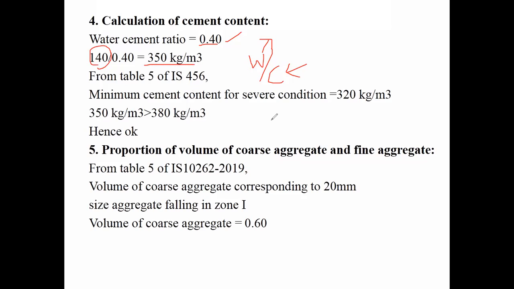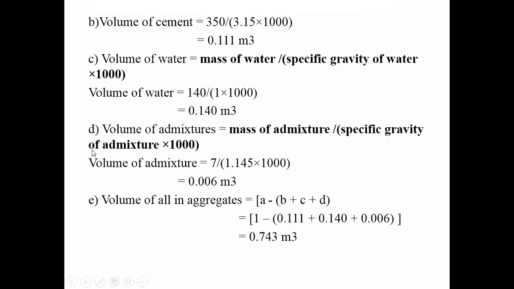Now my job is to check whether this cement content is permissible for making this concrete or not. Again I am going to Table 5 of IS 456. Let me show that. So be clear here itself: 350 kilograms per meter cube is what you have found using the mix design. Let us see in Table 5.